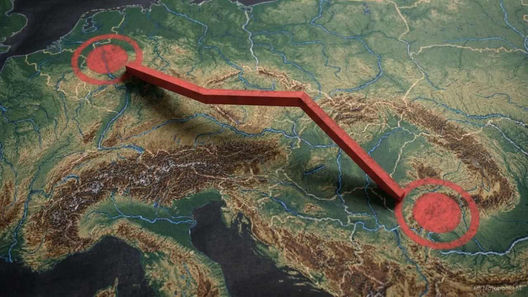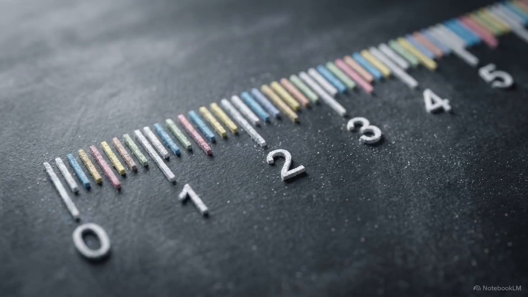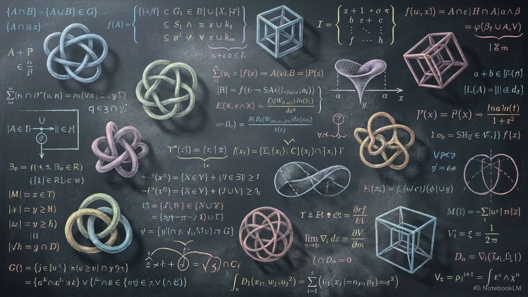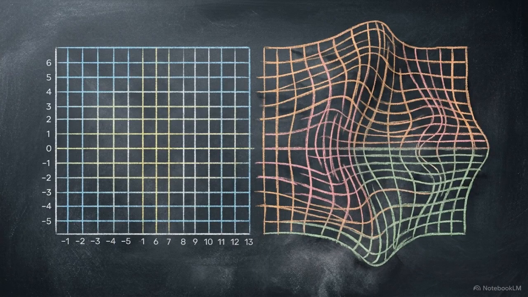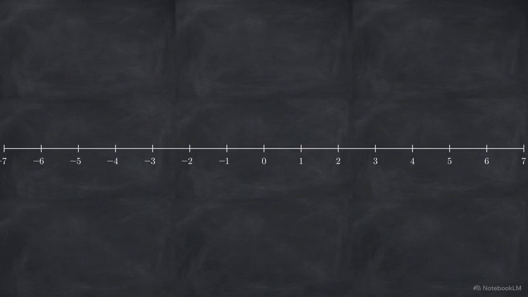Usually, we think of distance as physical space, the miles between two cities or the inches on a ruler. But in mathematics, distance is a flexible concept. If you change the rules of how you measure distance, you change the geometric properties of the space itself. To understand functional analysis, we have to move past standard calculus.